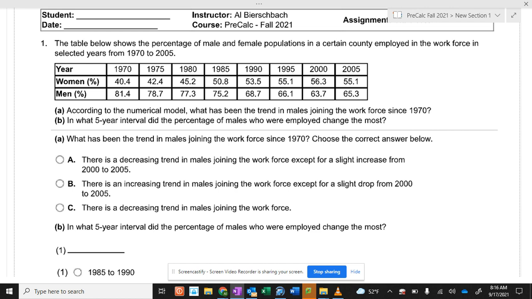The table below shows a percentage of male and female populations in a certain country employed in the workforce. The selected years are 1970 to 2005. What is the trend going on here? This was a quiz question that a couple of you missed.